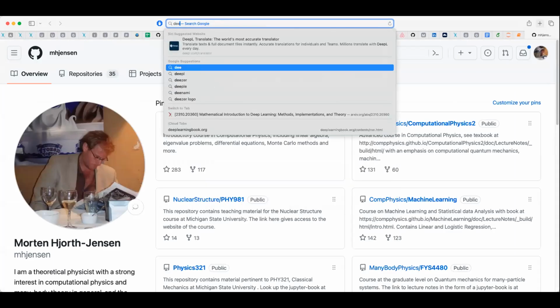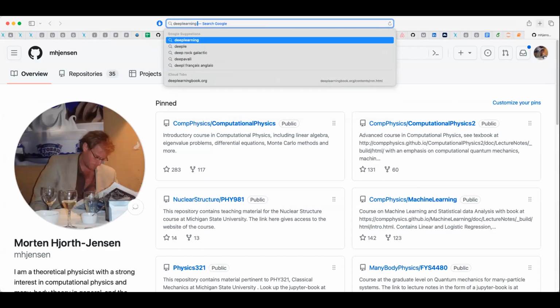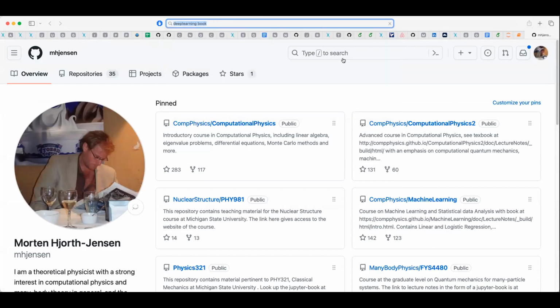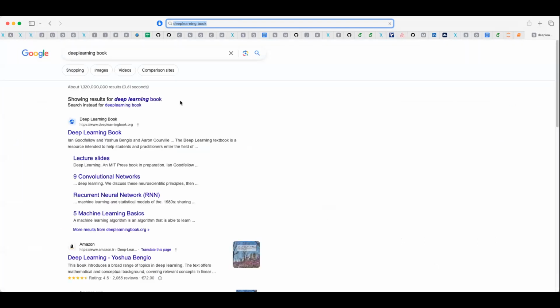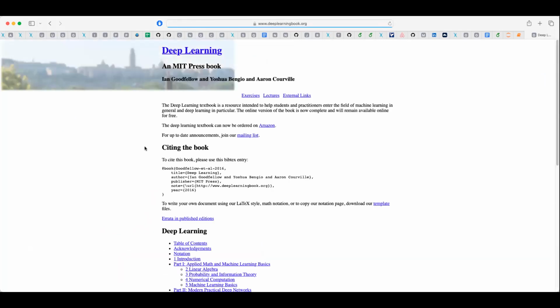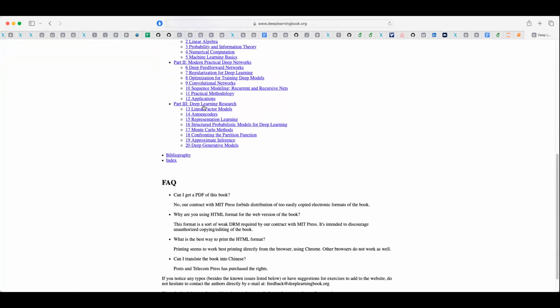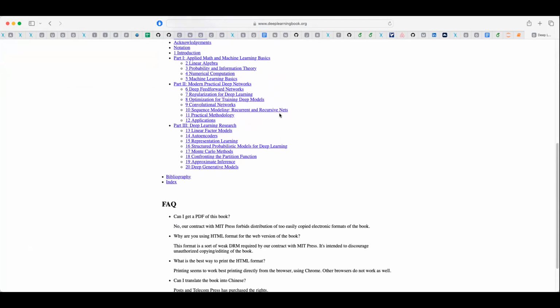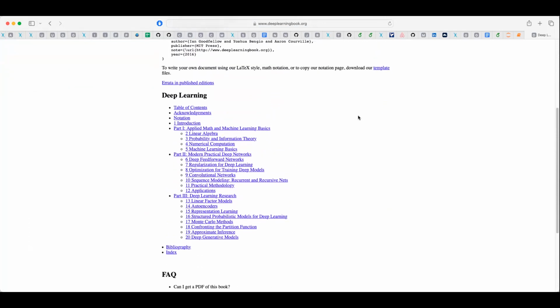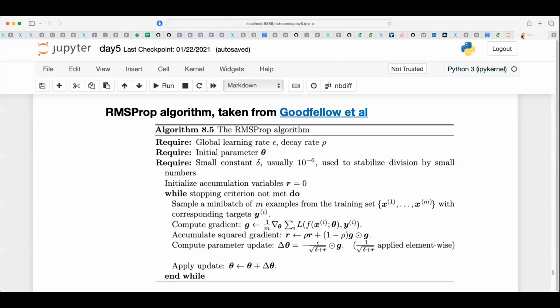So if you just go to deep learning, this book you can download chapter by chapter, and chapter 8 here is the one which contains a pretty good discussion of different optimization methods. And also chapter 4 discusses a lot of these topics about numerical computations. So I recommend that you download chapter by chapter. I think even the whole PDF is online. You can probably find it.